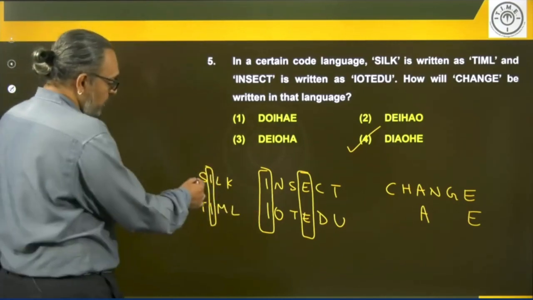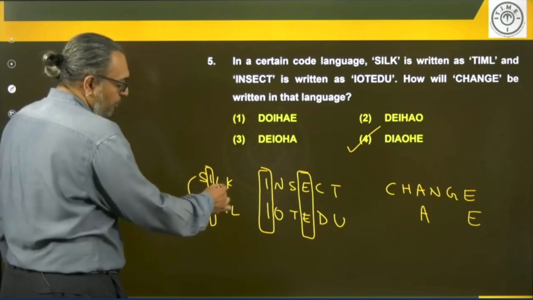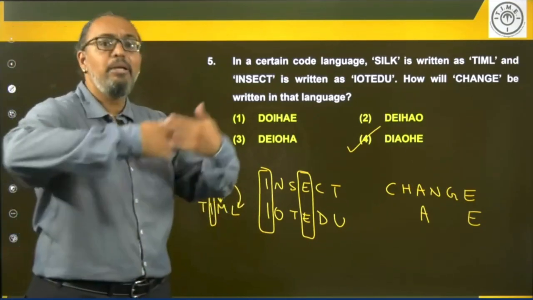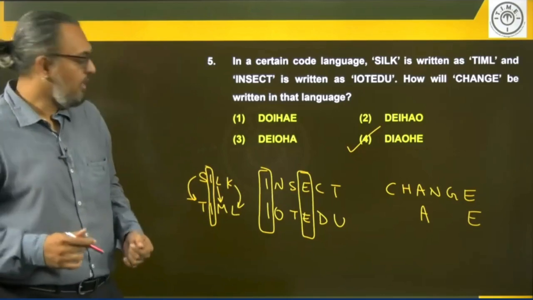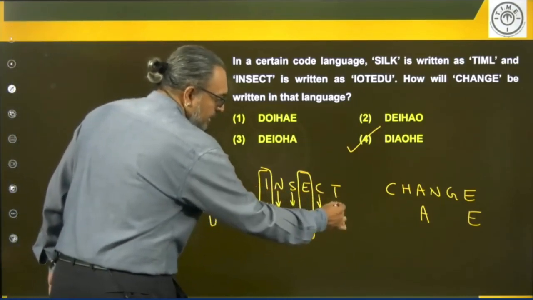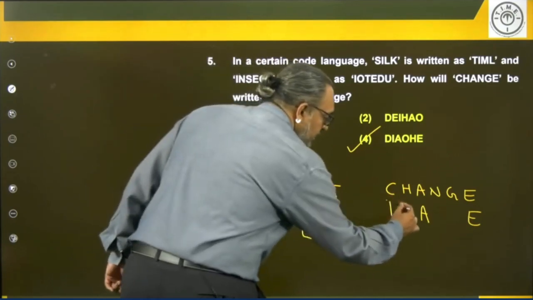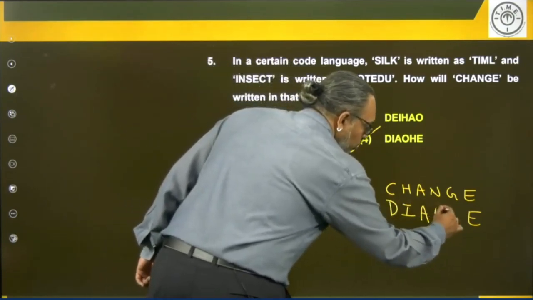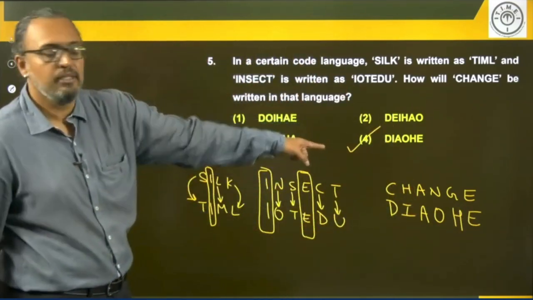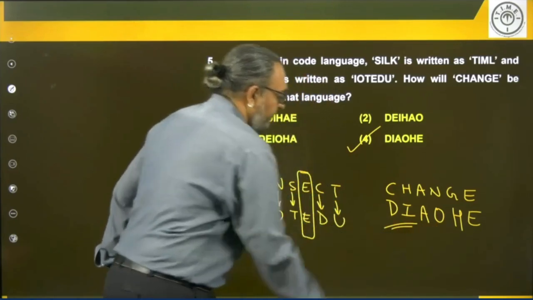Let's see what is the logic for the consonants here. Now look at the consonants. After S, you have a T. After L is M. After K is L. Means for the consonants, he is taking the immediate next letter of alphabetical order. Likewise here also, N is O, S is T, C is D, T is U. So that's what we do. C is D, H is I, N is O, G is H. So D-I-A-O-H-E, that is exactly what I have there. So that's going to be my answer.